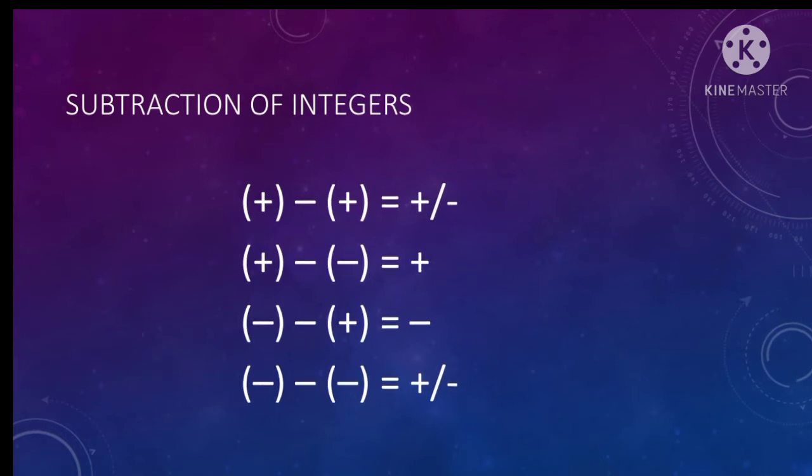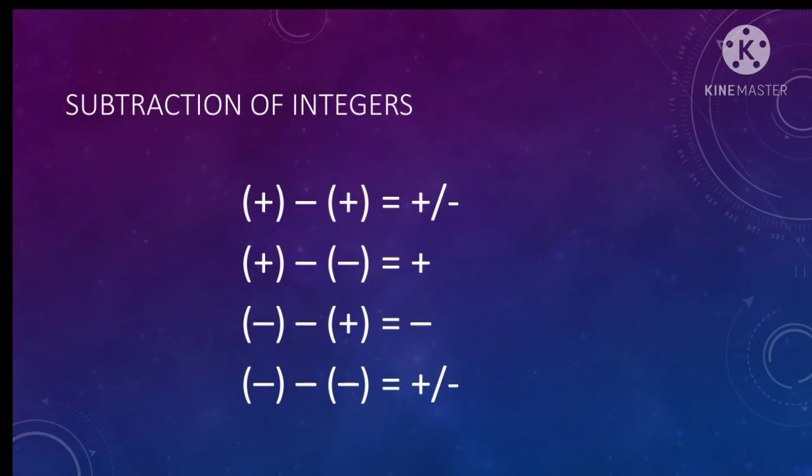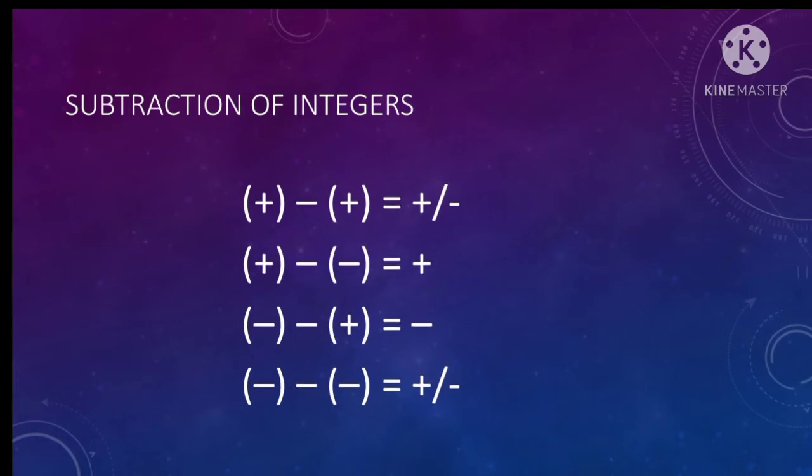The next rule, the third rule, negative minus positive is equal to negative. It is because negative 9 minus 4 has similar signs, so we are going to add, and it will be equal to negative 13.